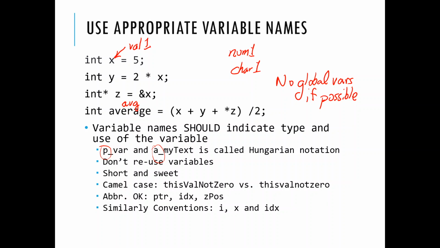This is what's called camel case because it looks like camel's humps, right? Every single new word I capitalize. So the V, the N, and the Z are all capitalized. And so I know this is valNotZero. That's fairly easy to read versus valnotzero, right? I have no idea where the next word is.